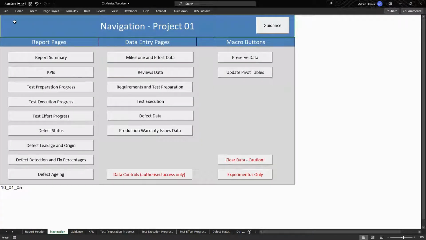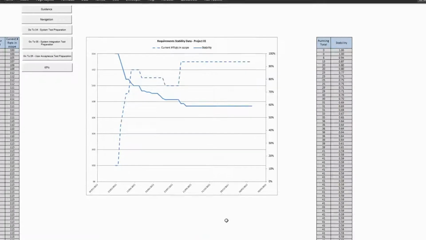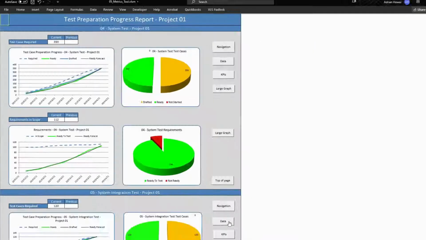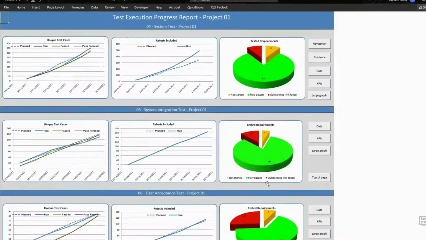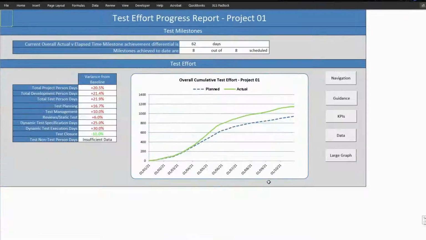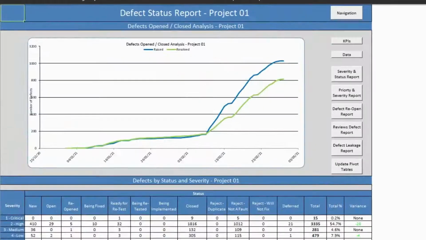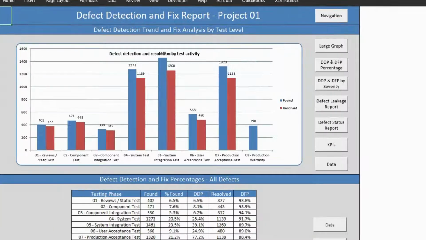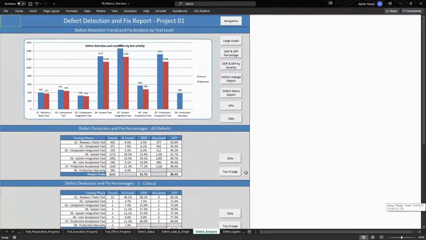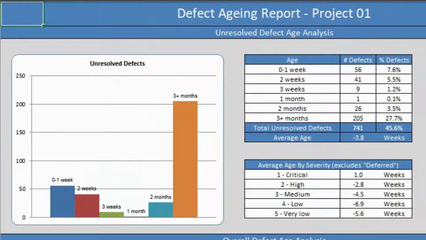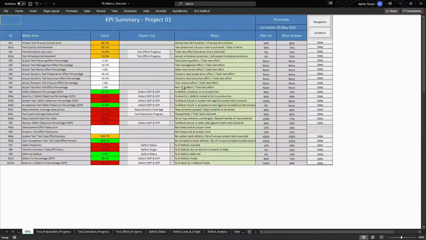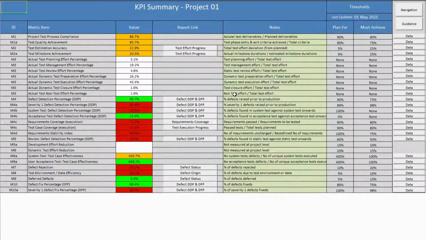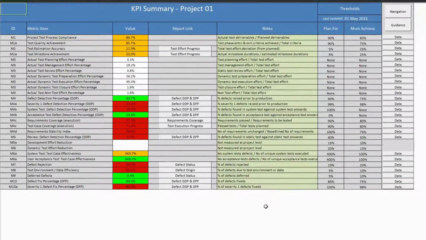There are several predefined graphical and tabular reports available for each of the test phases, including requirement stability, test preparation progress, test execution progress, total test effort, defect status, defect detection and fix statistics, and defect aging. Ultimately, all data in the tool feeds into the dashboard, where a summary of key performance indicators provides an easy-to-understand view of the overall state of testing.